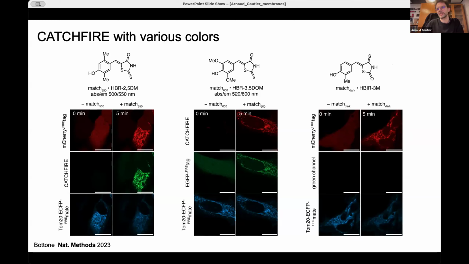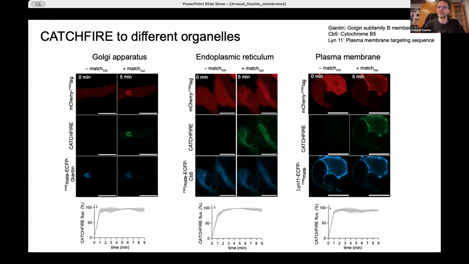So we could demonstrate that CATCH-FIRE could really work to recruit cytosolic proteins at the surface of different organelles, at the surface of the Golgi, the endoplasmic reticulum, and also at the surface of the plasma membrane, and that it works very efficiently in all conditions.